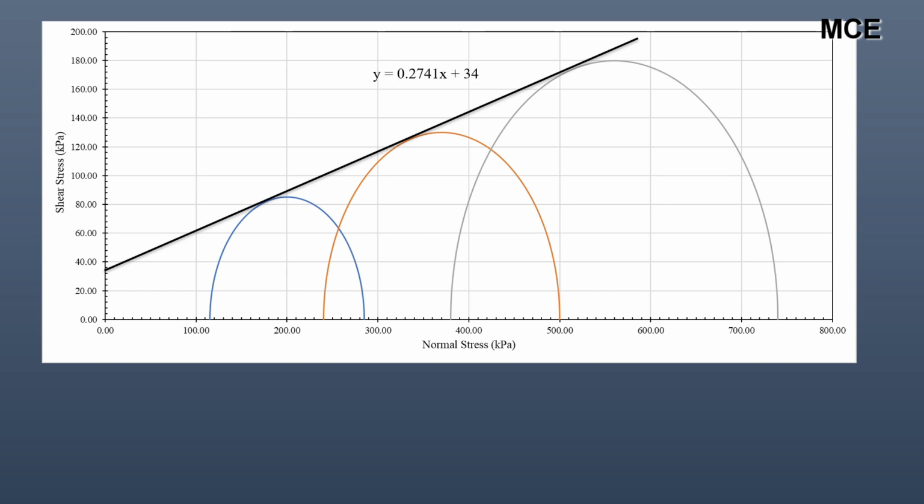After getting the equation of the failure envelope to these three Mohr circles, we can find the value of the effective cohesion as well as the effective friction angle for this soil. So our trend line equation is 0.2741 times x plus 34. Effective cohesion, this is the intercept of the failure envelope with the vertical axis. In our case we can see that the vertical axis and this failure envelope intersect at 34. It means the cohesion is equal to 34, and this friction angle, this is the slope of the failure envelope, so in this case it is equal to 15.33 degrees.